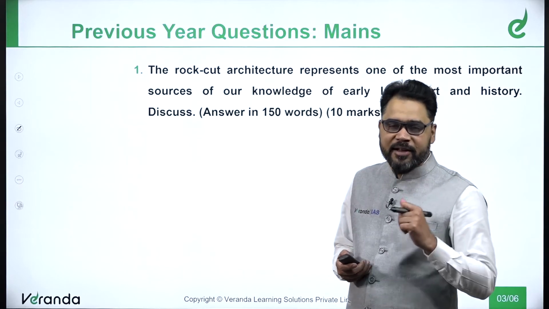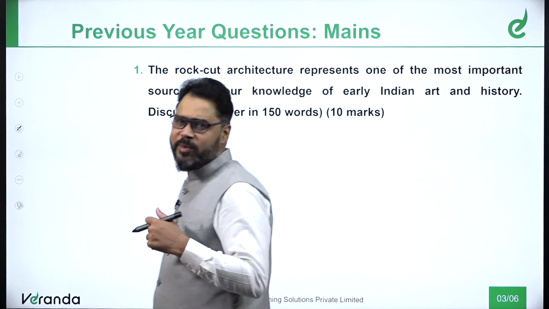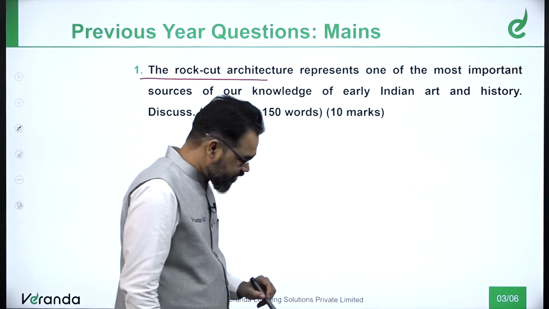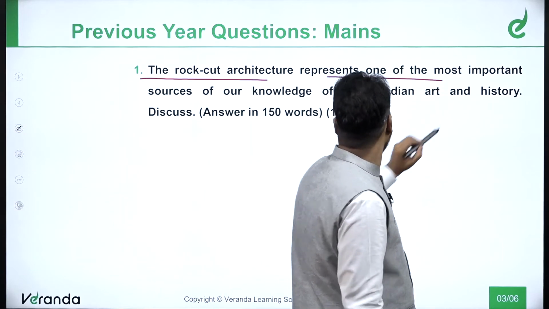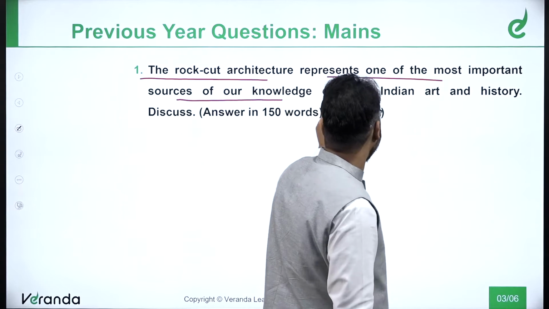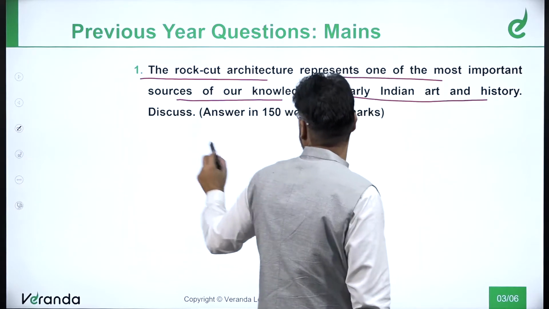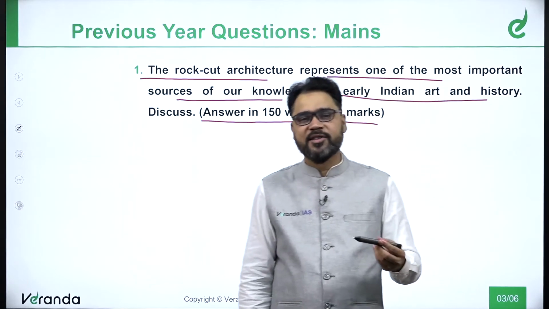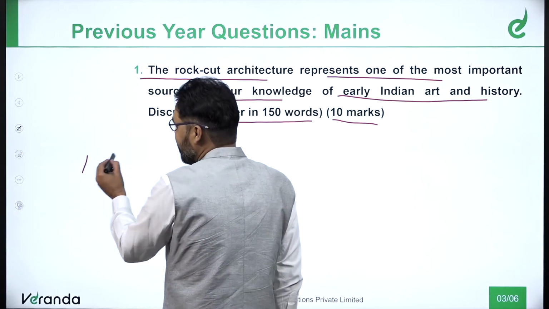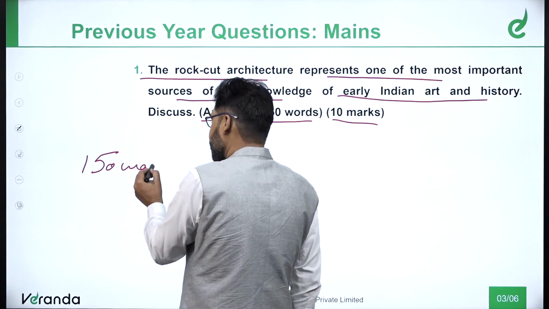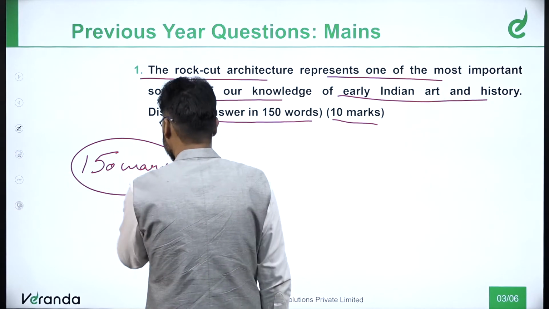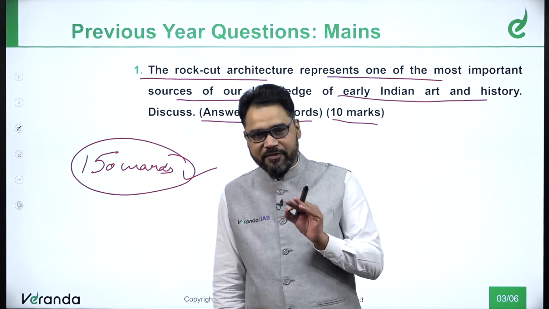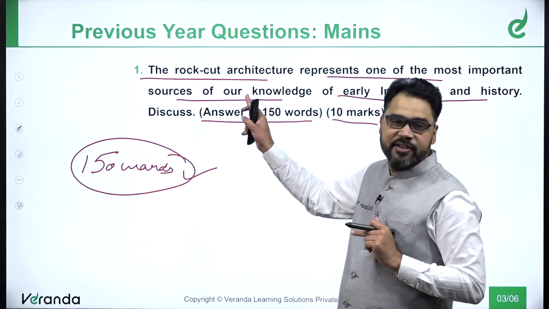Now, here are some of the important questions about which we will be taking a gist. The rock cut architecture represents one of the most important sources of our knowledge of Indian art and history. Discuss. Answer in 150 words, and the question is for 10 marks. See, you have a limitation here. The limitation is of 150 words. In 150 words, you have to mention this entire thing.